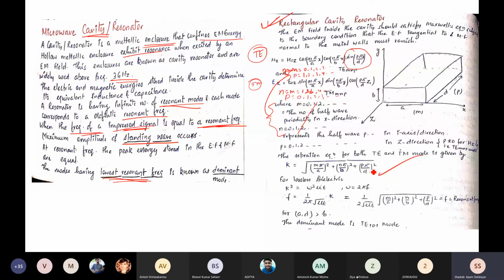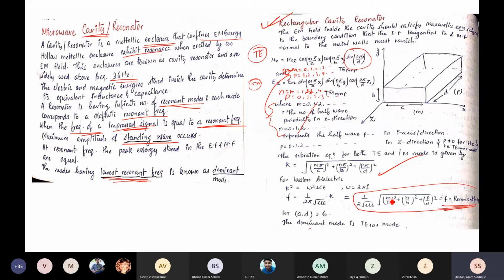So for a lossless dielectric, we have k² equal to ω²με, where ω is equal to 2πf, and f comes out to be 1 by 2π root under με into k. That will be written as 1 by 2π square root of με, times the square root of (m/a)² plus (n/b)² plus (p/d)². That is called f, the resonant frequency. So this is the formula for the resonant frequency. You should remember it for the rectangular cavity resonator.